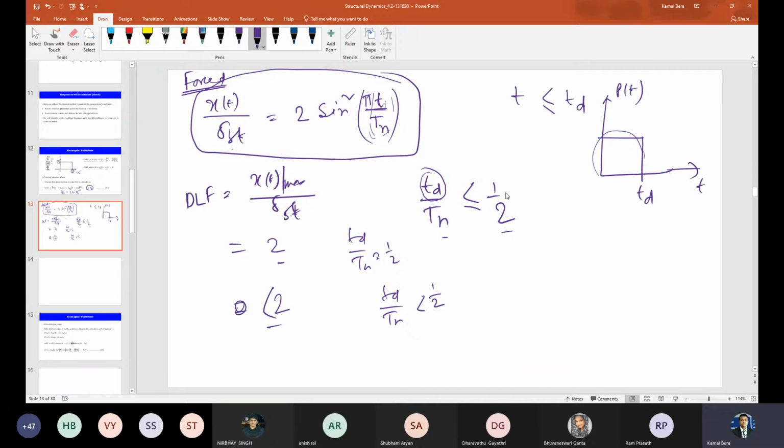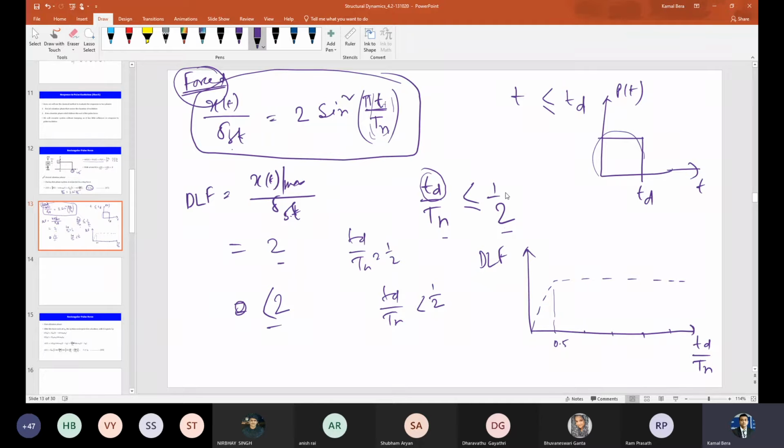So, let's say I am going to plot Td by Tn versus DLF for the force regime, remember, force regime. Let's say this is half, 0.5, and this is 1, 1.5, or whatever. So it will be something like this, right? For half, the ratio is 2, and if you go more than that also, it is the maximum. I mean, peak DLF is 2, because xt max by delta st can take the value of 2.